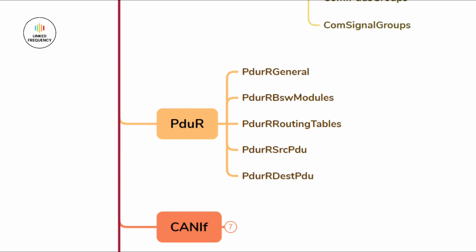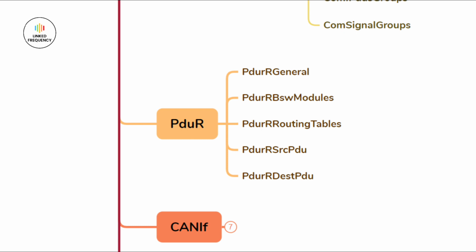Well, now let's move ahead and try to understand about the PduR. PduR module provides routing path within the CAN communication stack. It is a part of service layer. It has various containers that can be configured, and let's look into them individually. The first one is PDR General, which contains PDR version info API. If this parameter is set to true, then the PDR get version info API is made available.